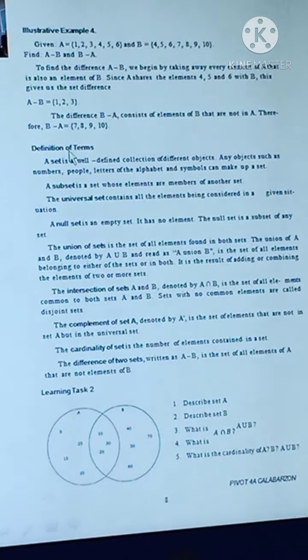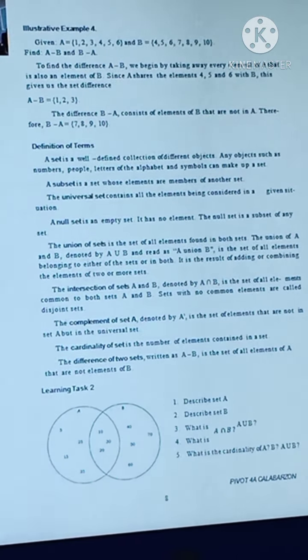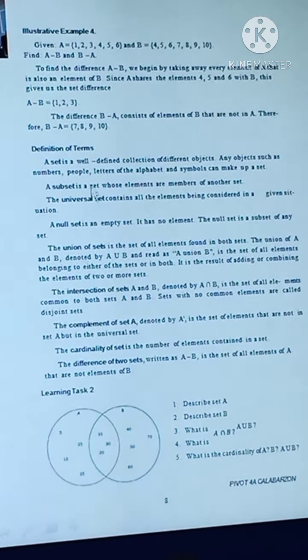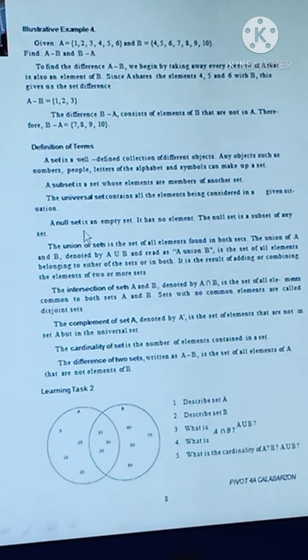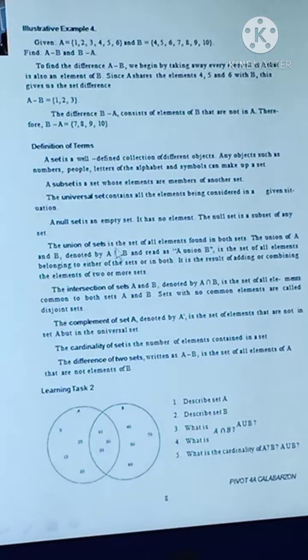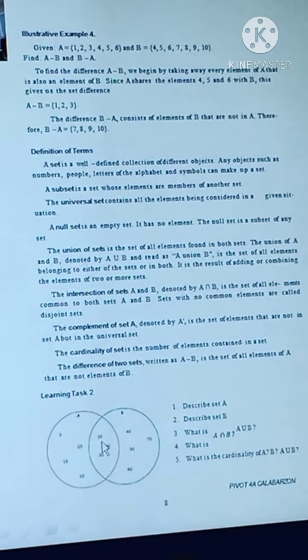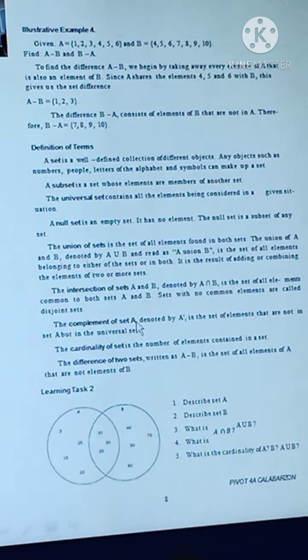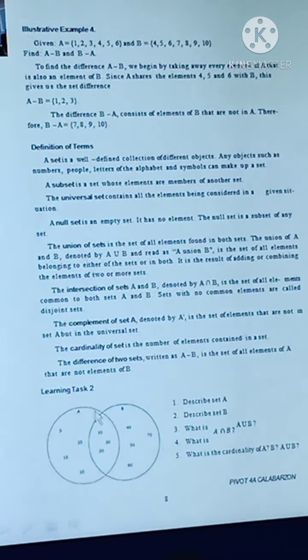Definition of terms. Nandyan ang meaning ng set, subset, universal set, null set. Sinabi ko na, is an empty set. The union of set, yung makikita sa lahat. The intersection, yung dito lang sa gitna. The complement of set A, yung tatakpan mo yung set A.